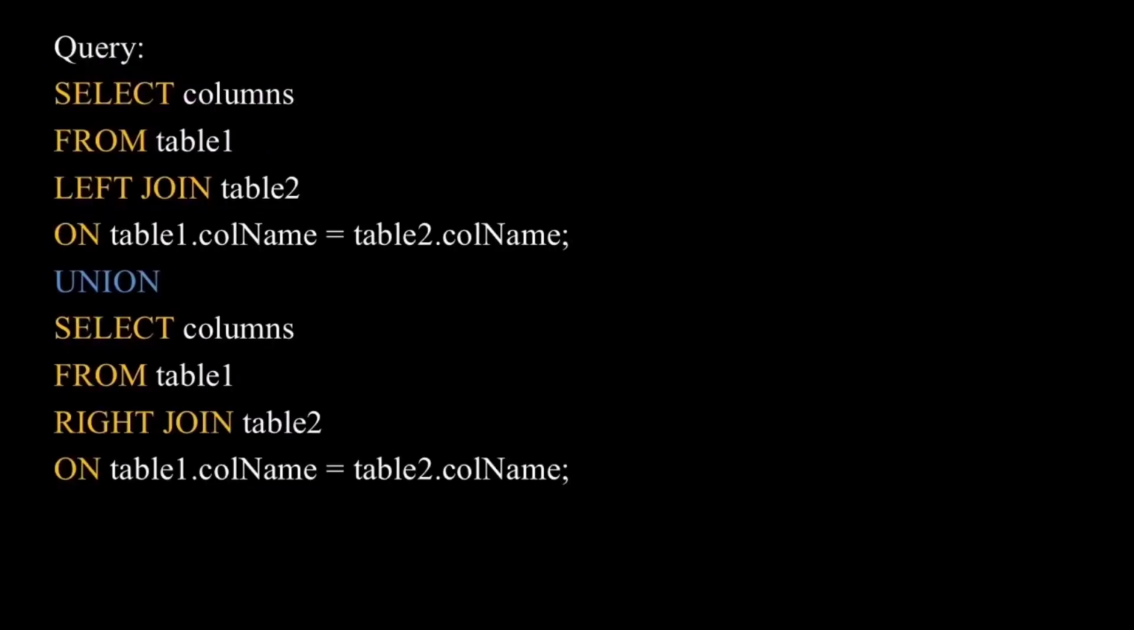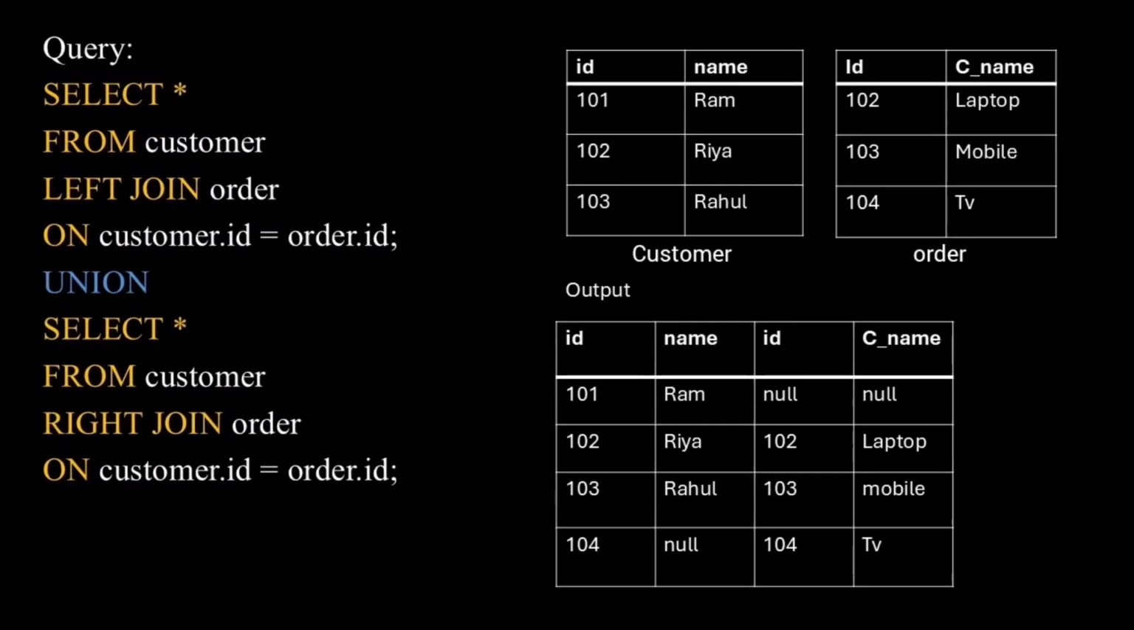Let's understand the query. Write the query for the left join, use the union keyword and combine it with the right join query. Let's understand with an example. Select star from customer left join orders on customer.id equals orders.id and then use the union keyword to combine it with the right join.